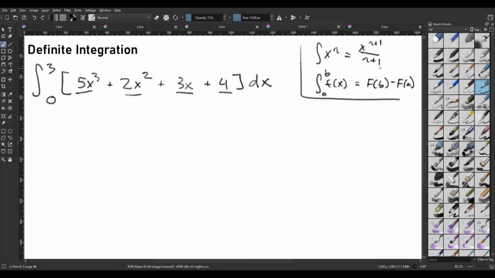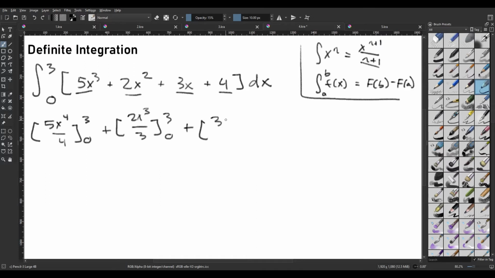Using our rules here, this top one, the antiderivative of 5x cubed is going to be 5x to the 4th over 4 from 0 to 3. We can do the same process for 2x squared. It's going to be 2x cubed over 3, of course from 0 to 3, plus 3x squared over 2, 0 to 3.